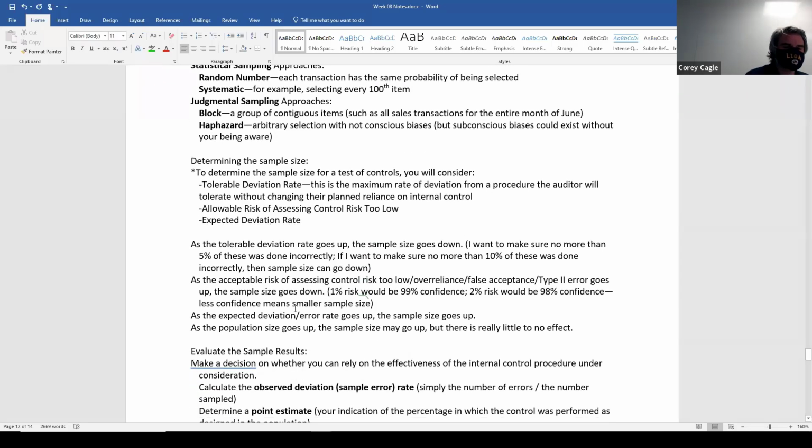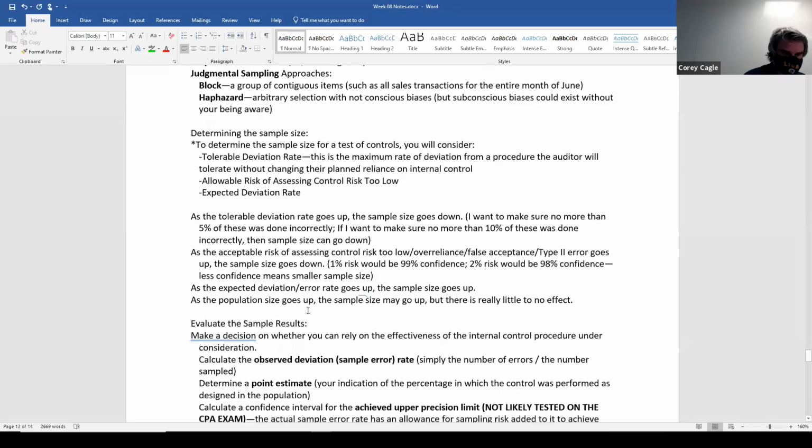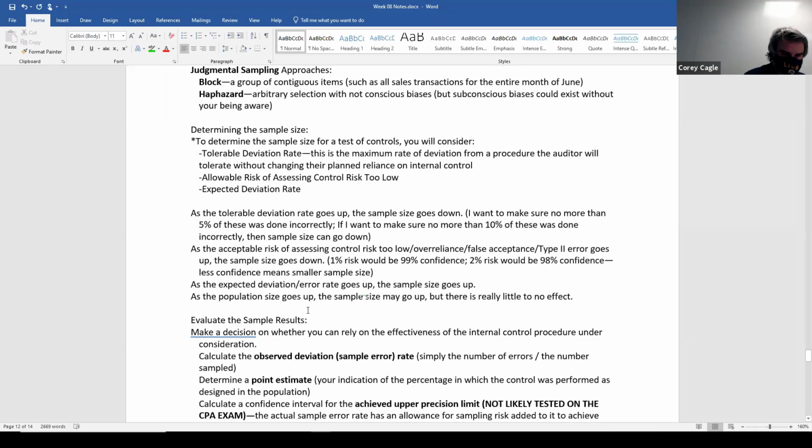All right. So here's where it gets a little bit harder to deal with in this stuff. So let's see if we can make the best sense of it. So determining sample size, they say you'll consider these three things: tolerable deviation rate, allowable risk of assessing control risk too low. Again, we're doing just test of controls here with this. This is attribute sampling.